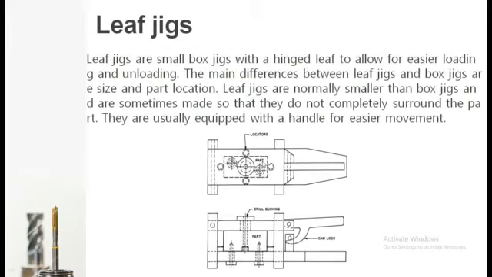Okay. Coming to the next part, that is leaf jig. Leaf jig is nothing but a small type of box jig which is hinged at one end, so that whenever you lift the handle, you can see in the bottom figure there is a handle, or you can simply say a cam type lock arrangement is provided. Whenever you lift this handle, the complete upper part is moved, so that the workpiece you place in between can be removed, that is, loading or unloading can be carried out through this part.